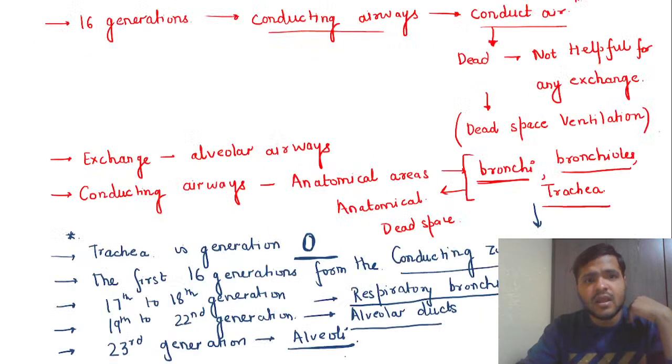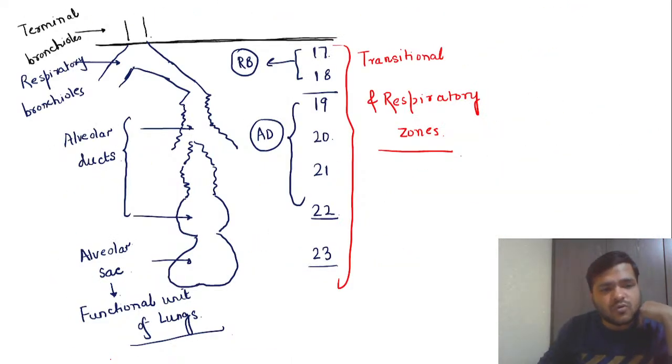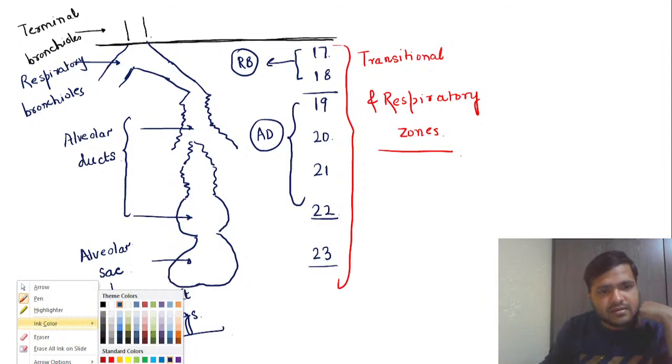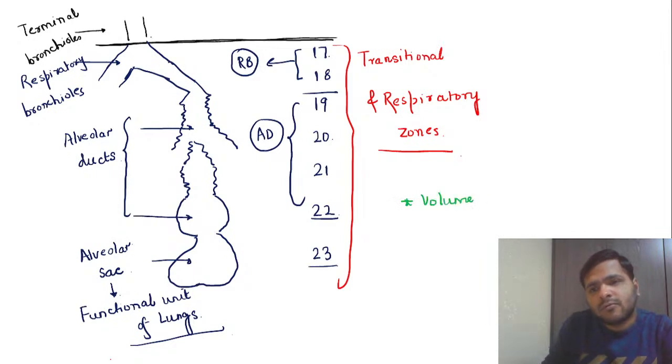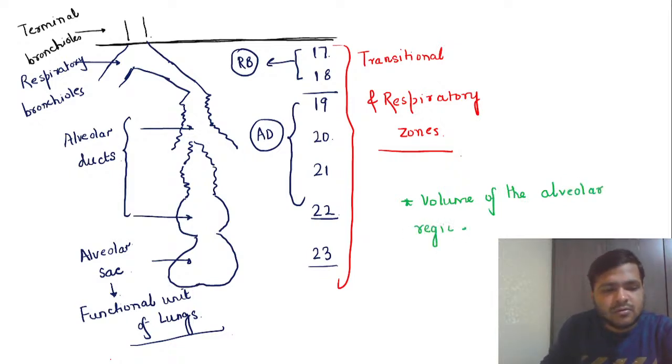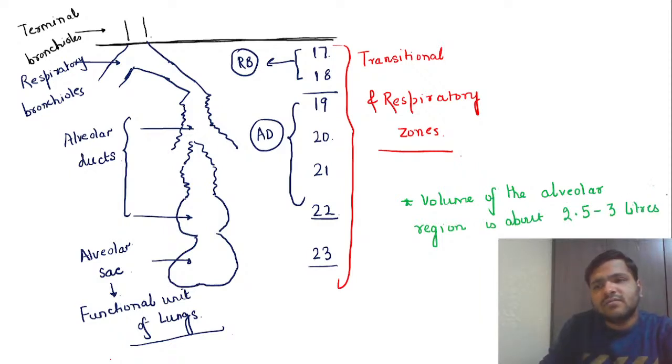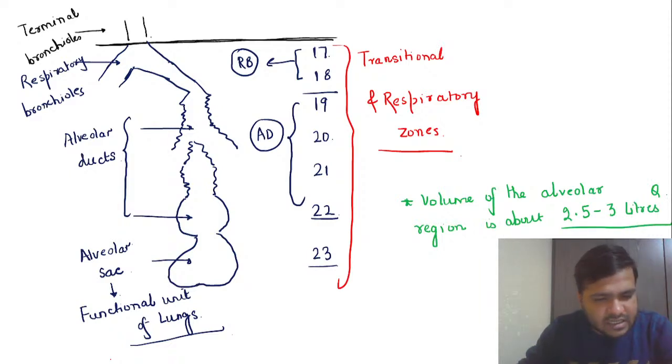Apart from this, guys, just try to remember one more important point: the volume of the alveolar region is about 2.5 to 3 liters. That was again a question that has been asked.